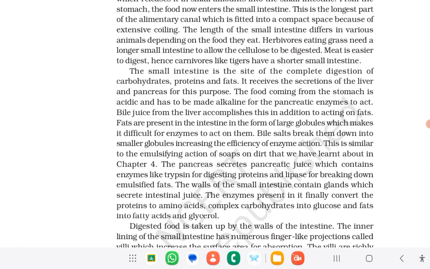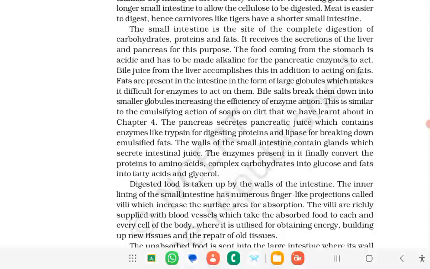The small intestine is the site of the complete digestion of carbohydrates, proteins, and fats. It receives the secretions of the liver and pancreas for this purpose. The food coming from the stomach is acidic and has to be made alkaline for the pancreatic enzymes to act. Bile juice from the liver accomplishes this in addition to acting on fats.